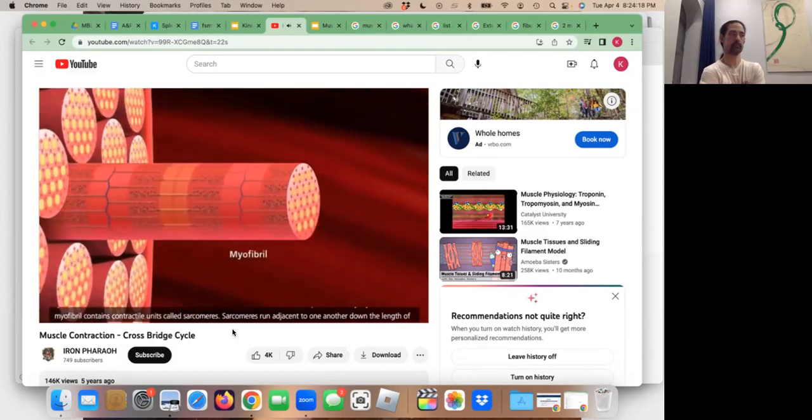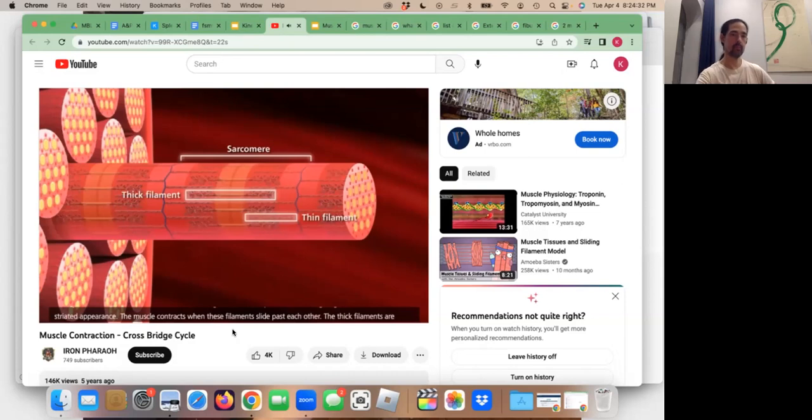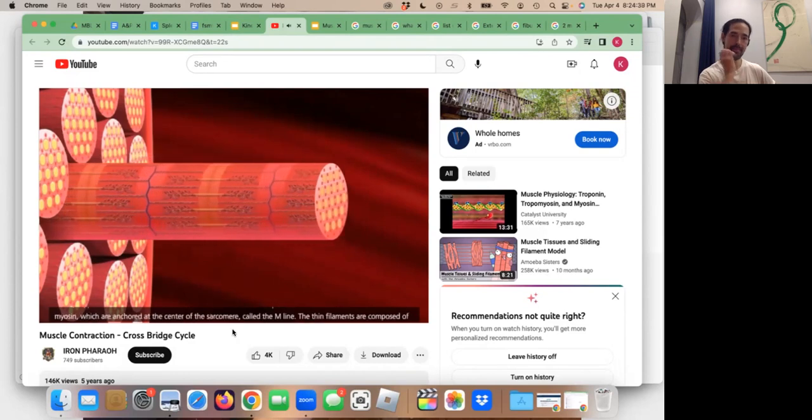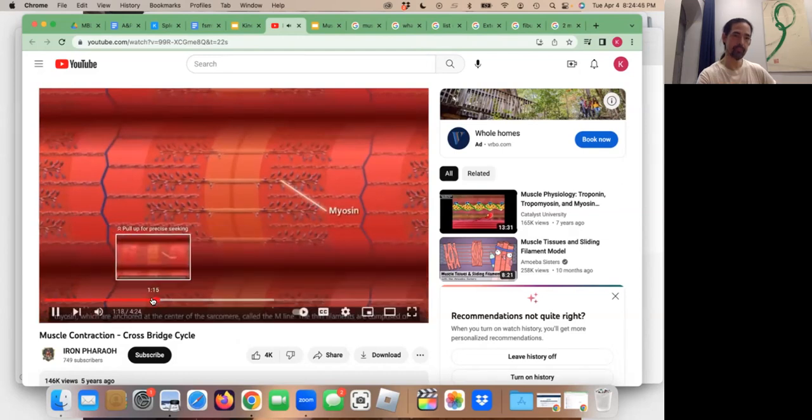A myofibril contains contractile units called sarcomeres. Sarcomeres run adjacent to one another down the length of the myofibril. Each sarcomere consists of alternating thick and thin protein filaments, giving skeletal muscle its striated appearance. The muscle contracts when these filaments slide past each other. The thick filaments are myosin, which are anchored at the center of the sarcomere.